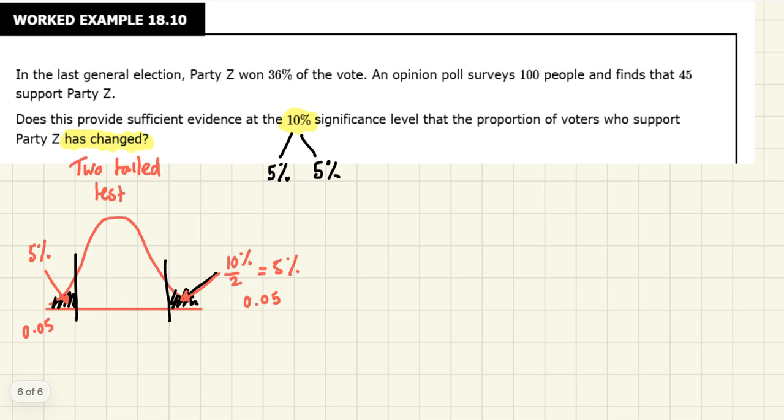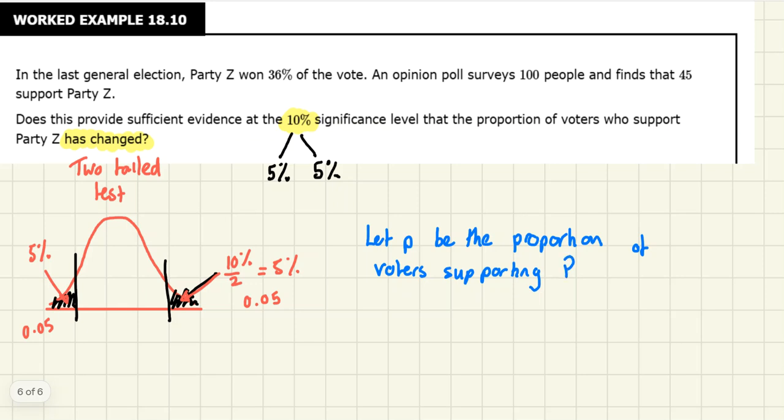All right. Let's go through the process now. So what do we have to do first in a hypothesis test? So let P be the proportion of voters supporting Party Z.